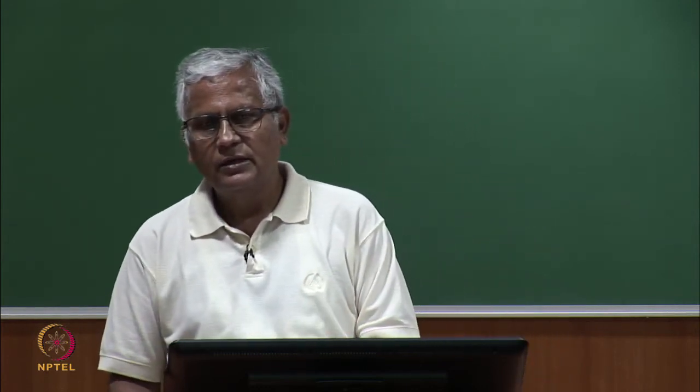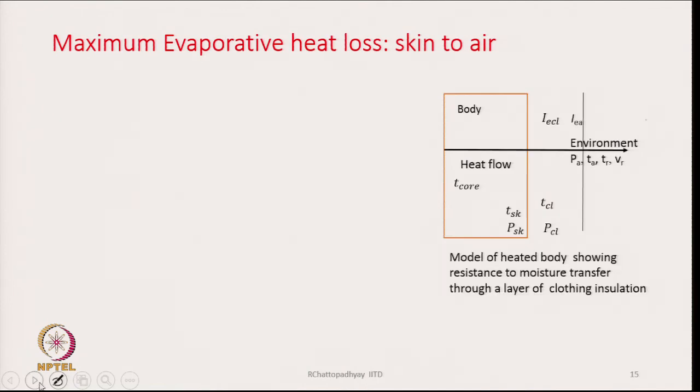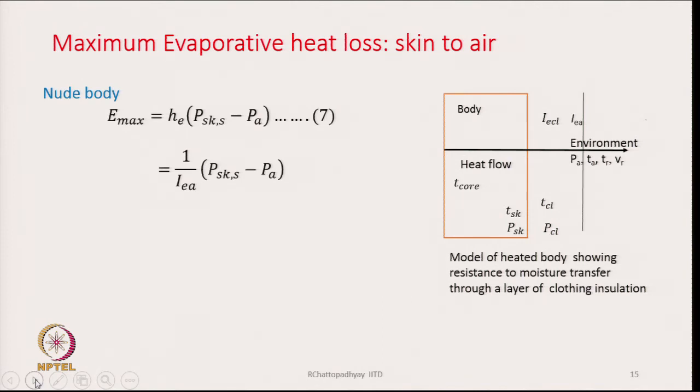So, the outside relative humidity, if it is very low, then the vapor pressure difference will be very high. So, in general, in summer, what happens? The relative humidity goes down, especially in dry regions, in the dry seasons. When the temperature is high and humidity is very, very low, in that case, the body moisture can be transported very fast through the fabric. So, maximum evaporative heat loss from skin to air, this is evaporative heat loss, not dry heat loss. It is due to the evaporation of moisture.